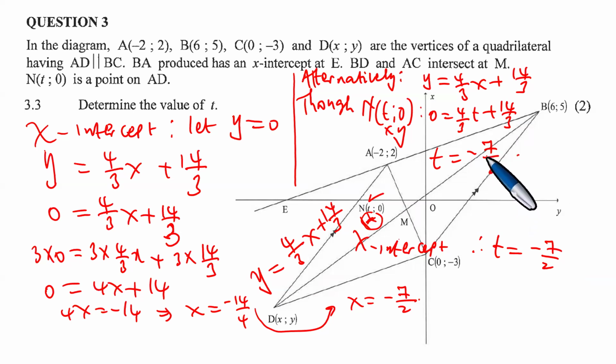Okay, so that would be another way to do the question, using the fact that this line AD passes through the point N with the coordinates t and 0. We have found the value of t, and the value of t in this question is minus 7 out of 2.